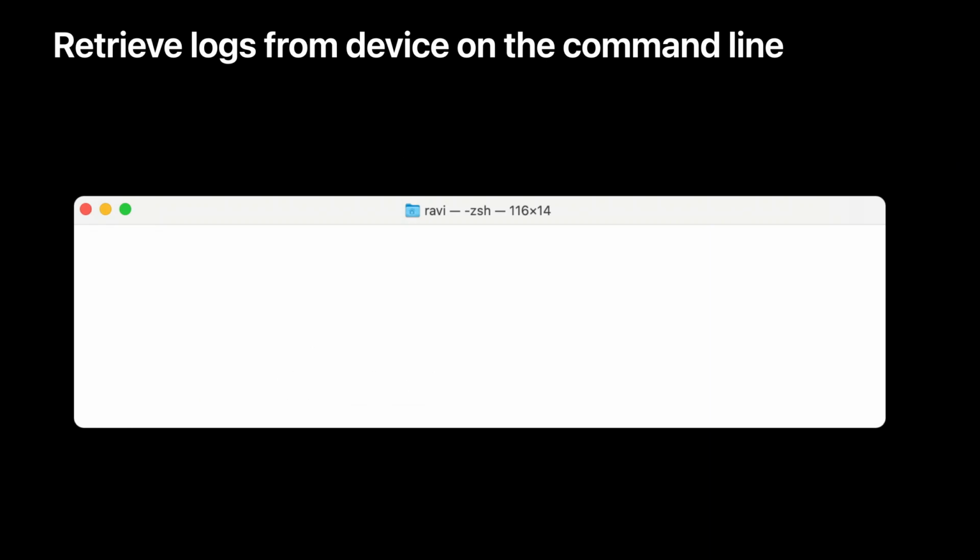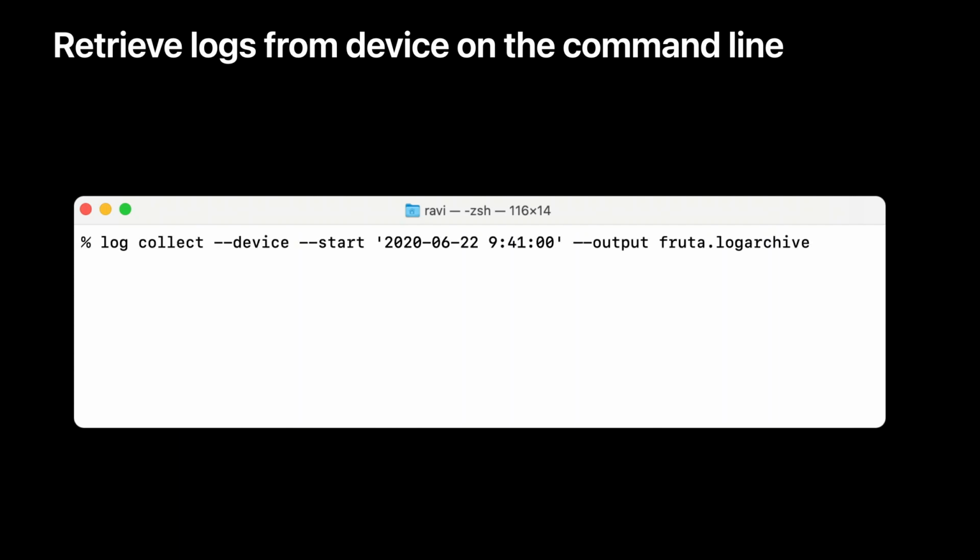When your app logs a message, the operating system stores it on device in a compressed form. You can use the log collect command on your Mac to retrieve those logs. First, connect your device to your Mac. Next, run the log collect command from the terminal with the device option. Provide a start time from when you need the logs, typically a few minutes before you first saw a bug. Also, provide a file name for storing the log archive.